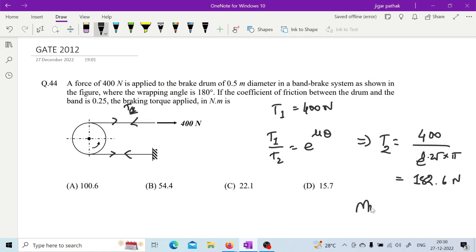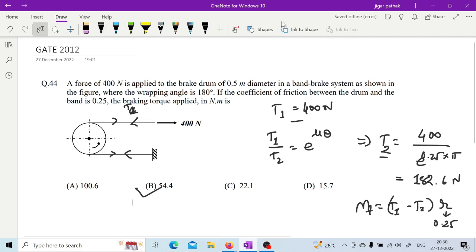54.84. Yeah, so this MT is equal to (T1 minus T2) into R. R is given as 0.5 meter by 2, right? That is 0.25. You have calculated T1 and T2, right? If you put all these values, then MT will come as 54.4.